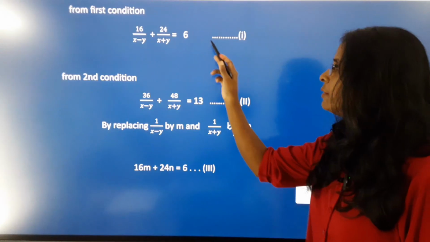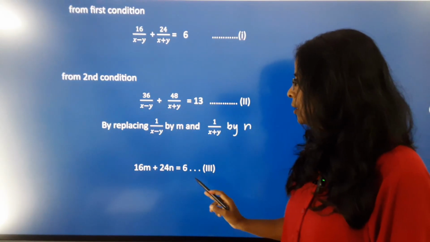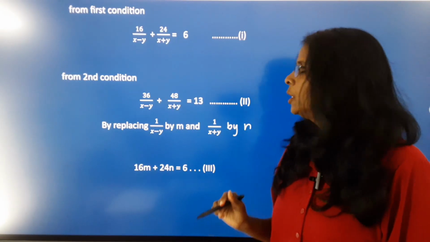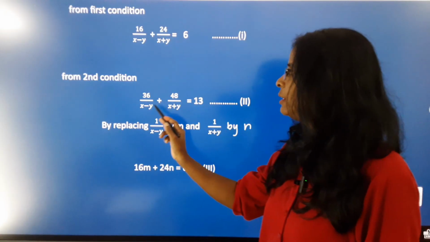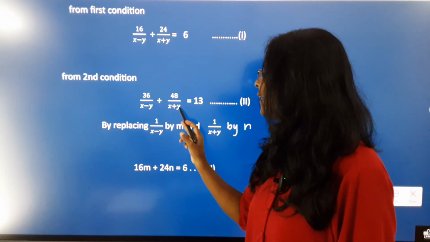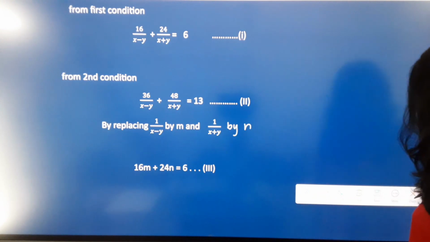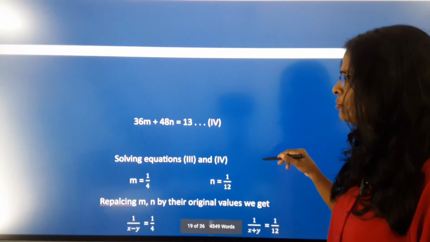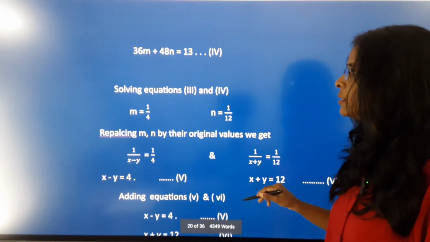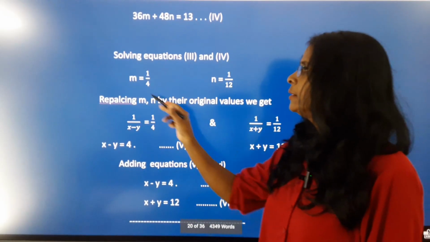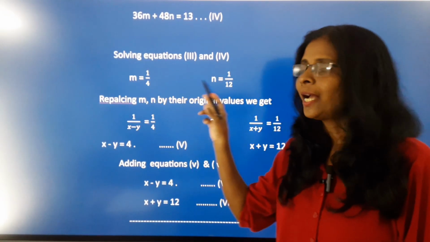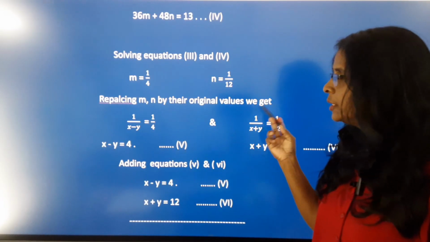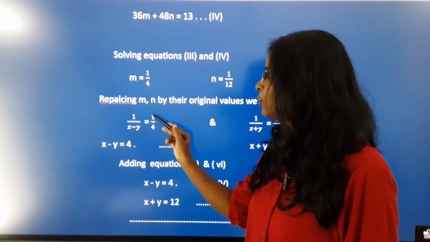So the third equation becomes 16m plus 24n is equal to 6, and call it the third equation. And the fourth equation, which we get from the second equation, will be 36m plus 48n is equal to 13. Okay, so this way we have equations 3 and 4. Now we have to solve these equations, and after solving equations 3 and 4, we get the values m equal to 1 upon 4 and n equal to 1 upon 12. So now replacing m and n by their original values, we get 1 upon x minus y is equal to 1 upon 4.